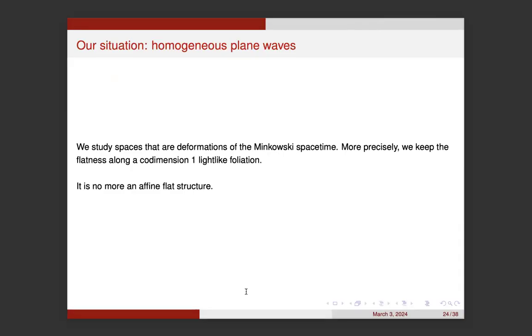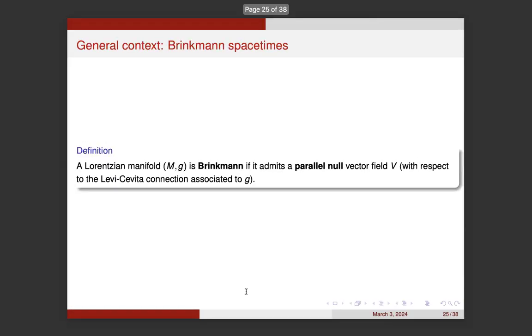So the general context for plane waves is the one of what we call Brinkmann spacetimes. What is a Brinkmann spacetime? A Brinkmann spacetime is a Lorentzian manifold which admits a parallel null vector field. Parallel with respect to the Levi-Civita connection of g. Null means that its norm, g(V, V), is 0.